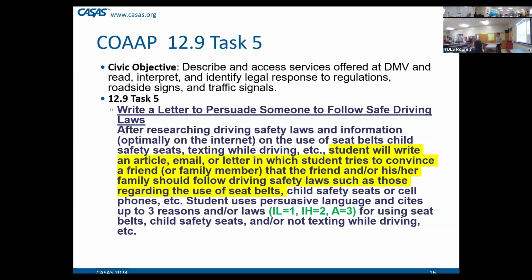And so what we did is we fed AI pretty much the same language that you see here in yellow. The student will write an article, email, or letter, trying to convince a friend or family member that they should follow safe driving laws. And they give different examples we could choose from: seatbelts, child safety seats, cell phones. We happen to choose seatbelts. So we pretty much copied that information and we plugged it in. Go ahead, Lori.